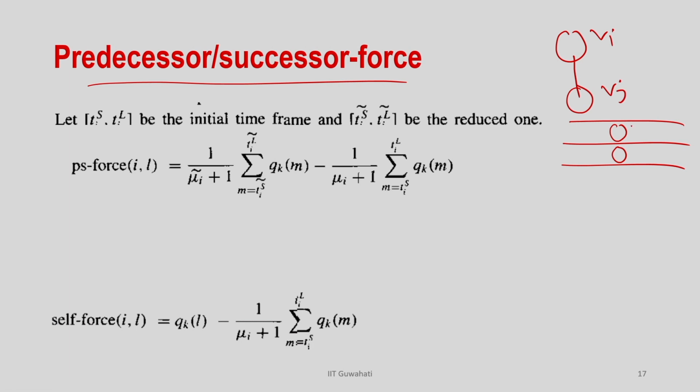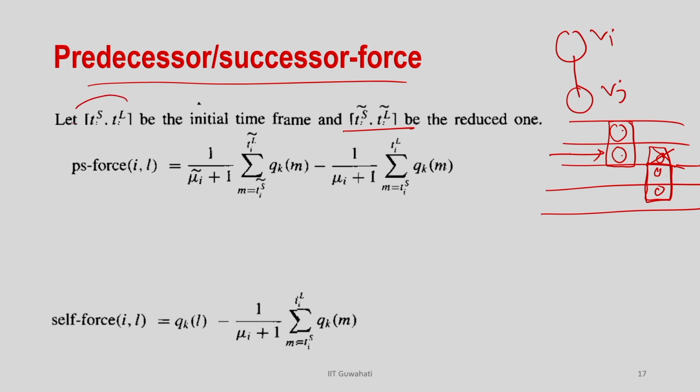Say this time frame of Vj is this, and the time frame of Vi is this, because if I schedule this operation here I can schedule it here, but if I schedule it here I cannot schedule it here, but I can schedule it here. So, this is the time frame. Now if you schedule this operation Vi here, it impacts this one, so it will not be scheduled here. Now the revised time frame becomes this. So, that is what is given by this.